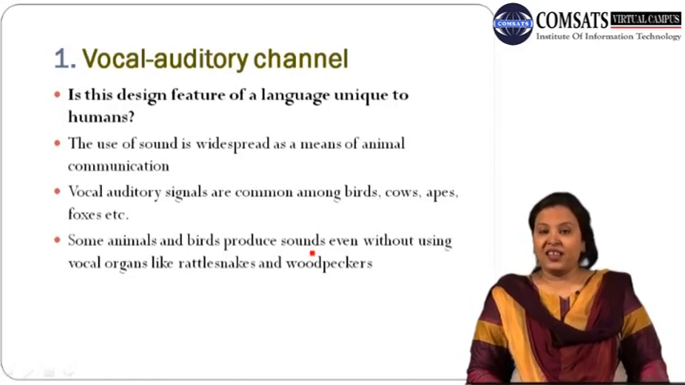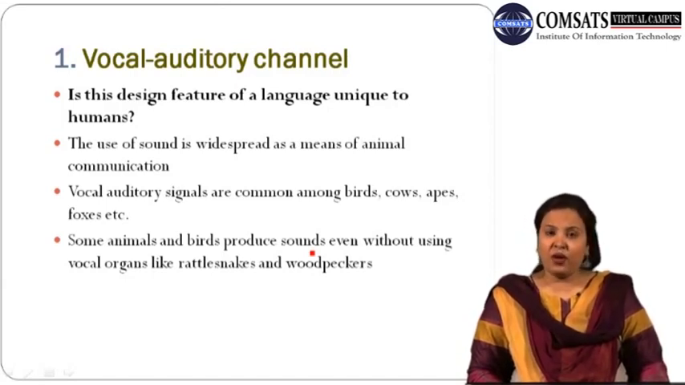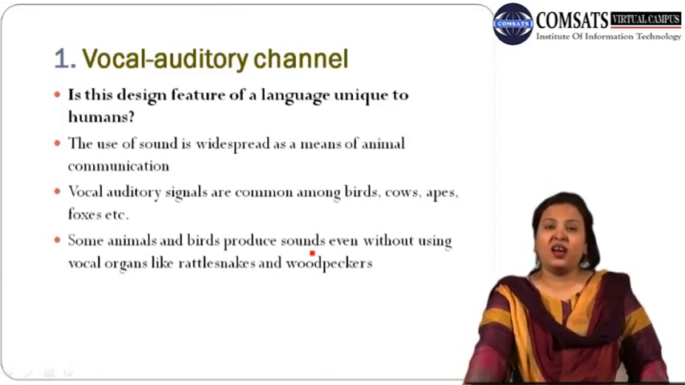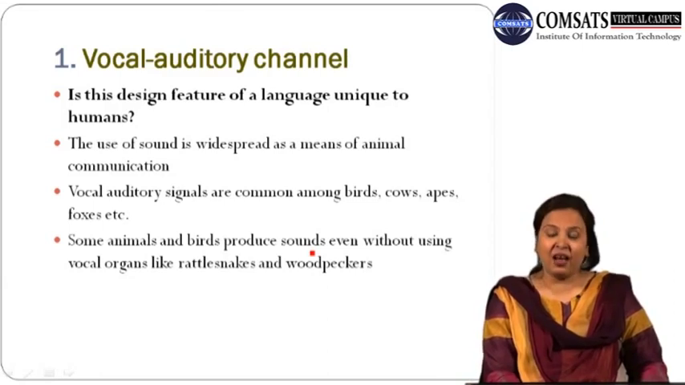At the same time, vocal auditory organs are considered responsible for producing sounds and language. But it has been observed that some animals produce sounds even without having any vocal auditory organ. Consider the example of rattlesnakes. They do not possess any vocal auditory organ at all. Or the woody woodpeckers, which you have seen a lot of times in cartoons. They also don't have any proper vocal auditory organ, but they still are able to produce sounds. So we cannot say that vocal auditory organs are the only means to produce language.